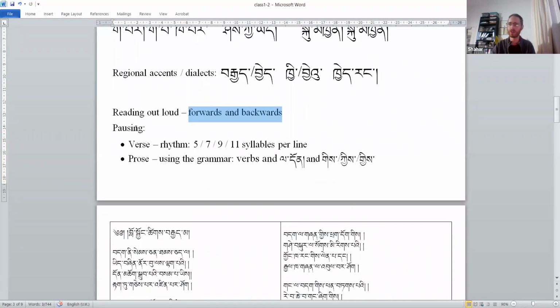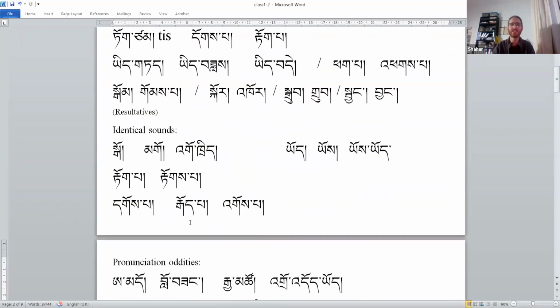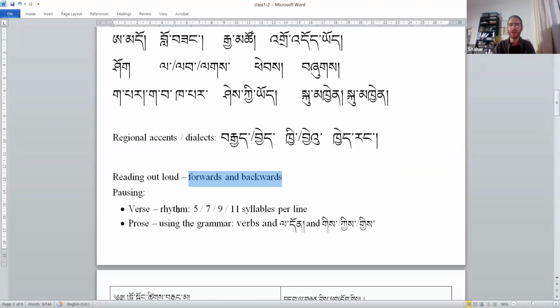Okay, so another thing I want to talk about before we move on is pausing, or taking a breath, and knowing how to. Also in English, you need to know when to pause and when to take a breath, but we usually have a lot more help, because we have commas, we have full stops, we have a lot of different types of punctuation to guide us in that.